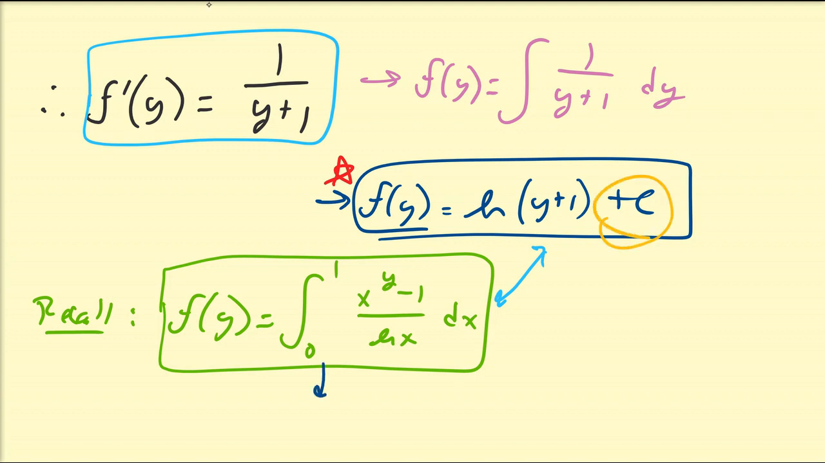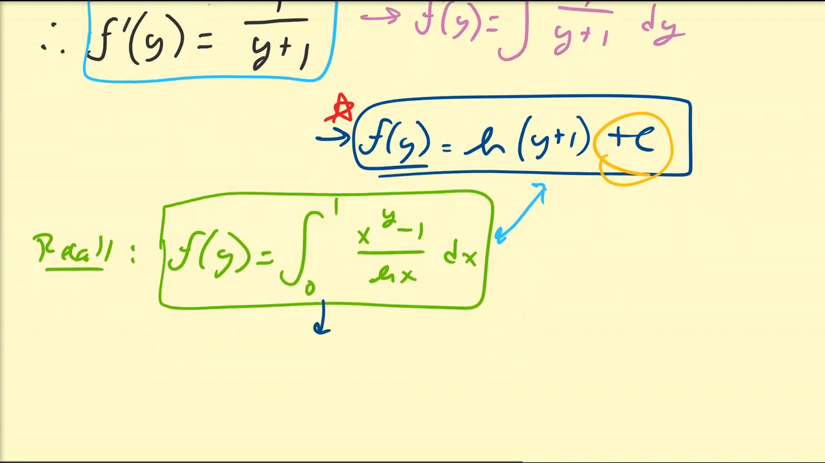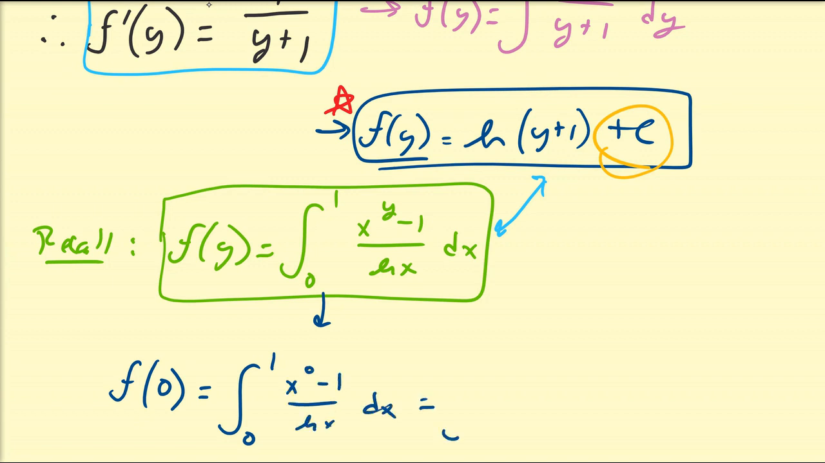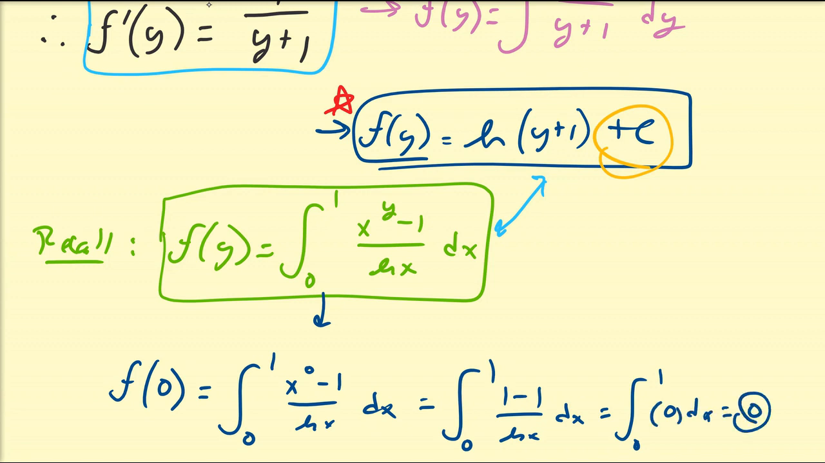So from this definition, if I plug in the point, say 0, so f of 0 is going to be equal to the integral from 0 to 1 of, so we're plugging in y here, so that's going to be x to the 0 minus 1 over the natural log of x dx, which is going to be the integral from 0 to 1 of 1 minus 1 over the natural log of x dx, which is just the integral from 0 to 1 of 0 dx, which we know is just going to be equal to 0.